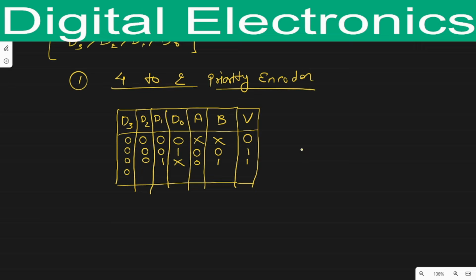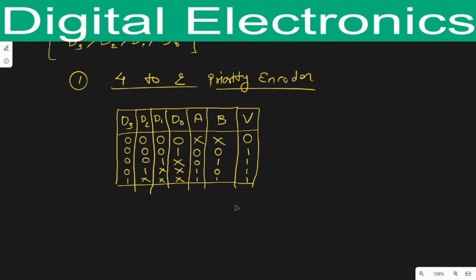In the next case, when D2 is 1, it doesn't matter whether D1 and D0 are 1 or 0. At that time, the binary form of D2 is encoded, so it is also valid. That's why the validity output will be 1. In the last case, when the D3 input is 1, because of its highest priority, it doesn't matter what the value of the other inputs is. At that time, the binary form of 3, that is 1 1, will be transmitted and it is also a valid output.